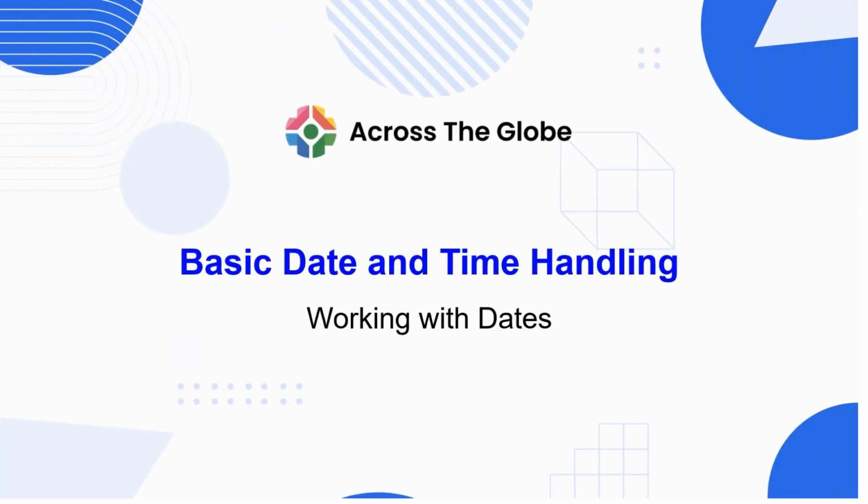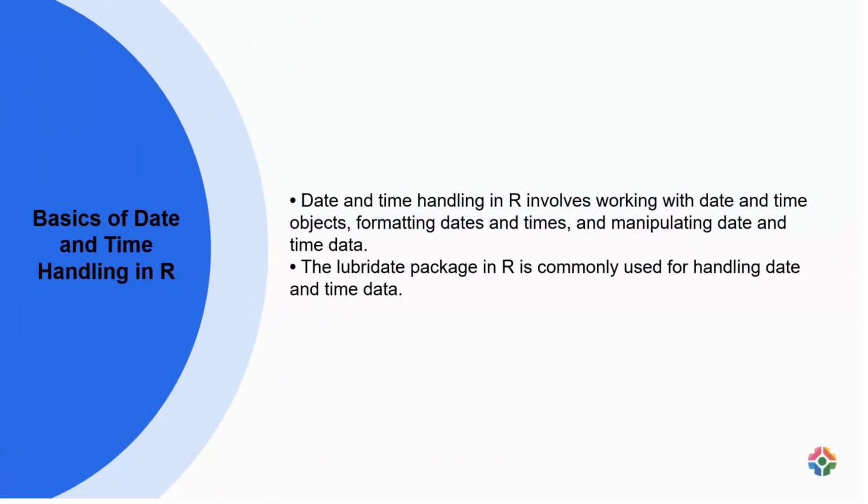Today we will learn about basic date and time handling. When working with date and time data in R, tasks include managing date and time objects, formatting timestamps, and manipulating temporal information. The lubridate package is frequently employed in R for efficient handling of date and time data.